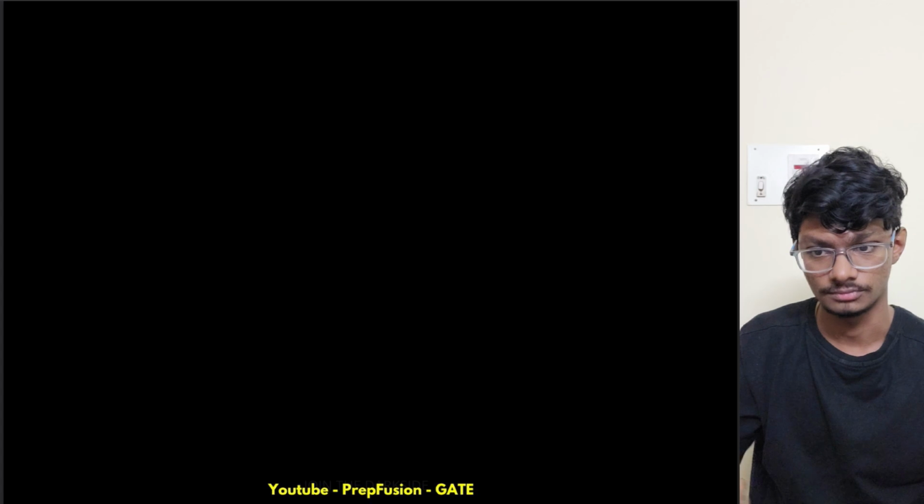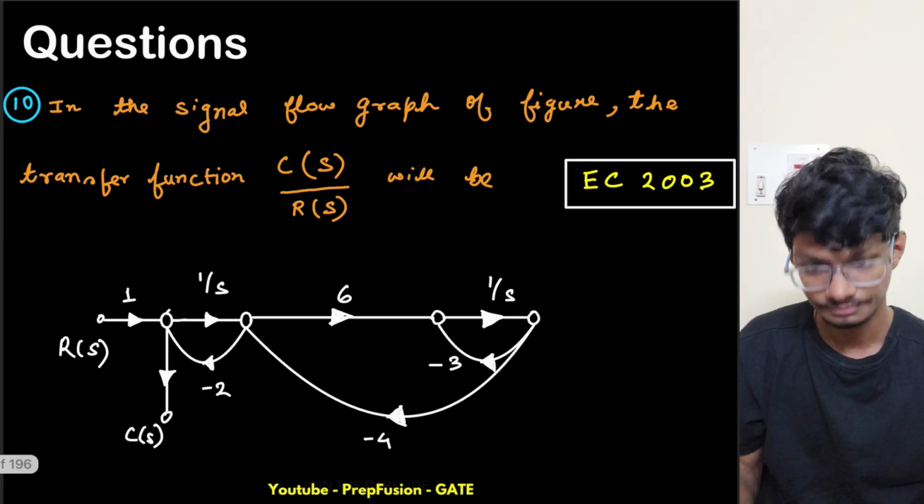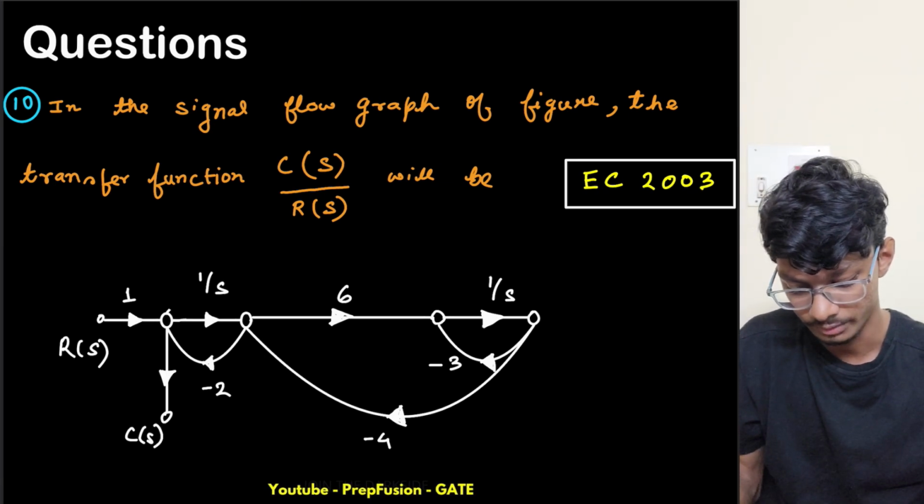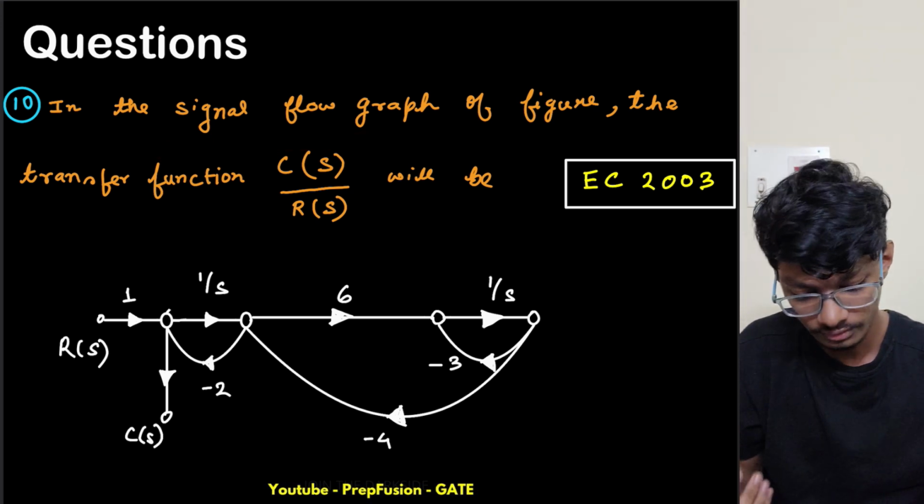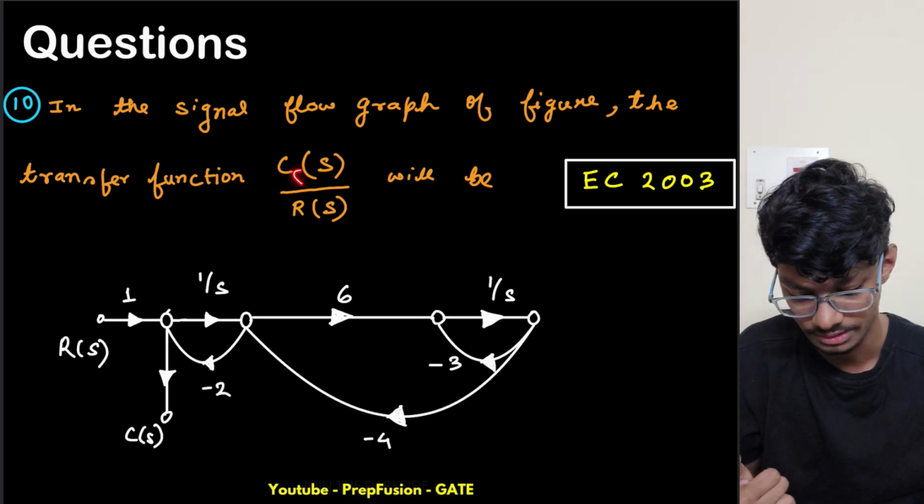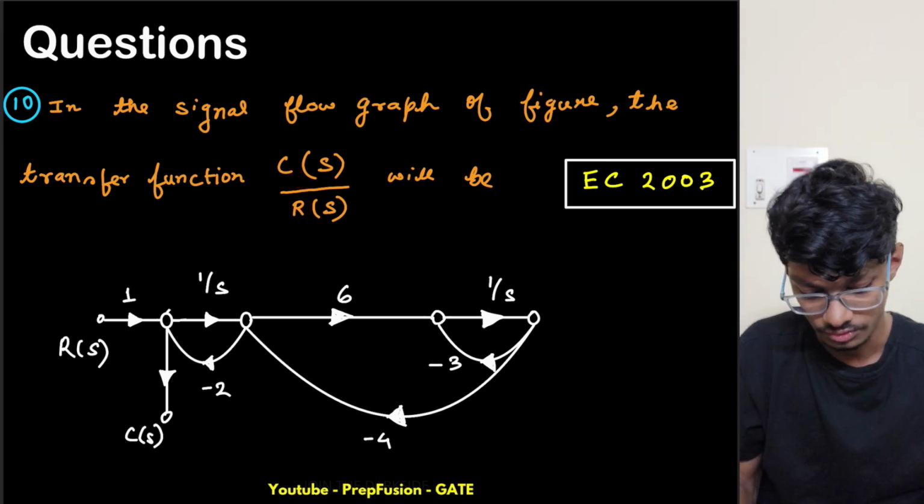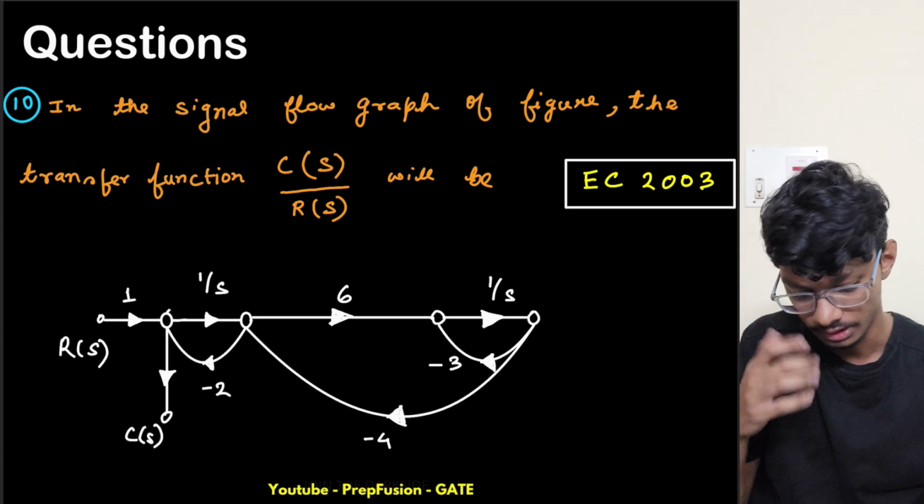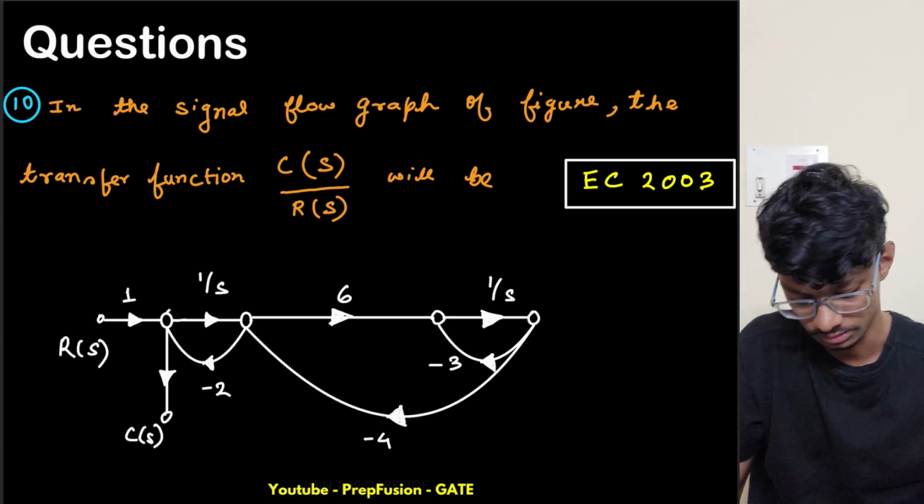So let's start with the next question. Again, we have been given a signal flow graph of the figure like this. We have to find the transfer function C of S by R of S. So how will I find the transfer function? Again, I will copy this SFG first.